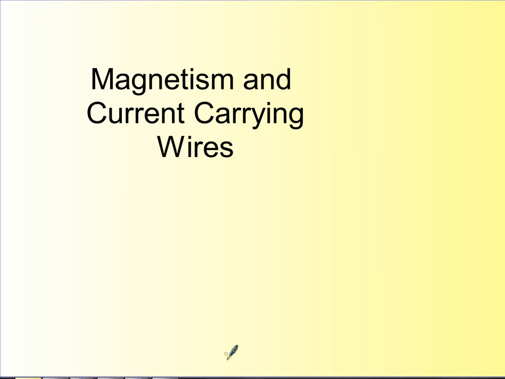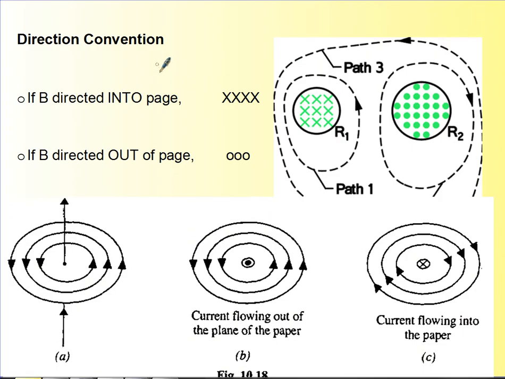Now let's talk about magnetism and current carrying wires. We know a moving charge causes a magnetic field. So what about when you have a bunch of moving charges, like in a current? Well, by convention, let's look at some directions.